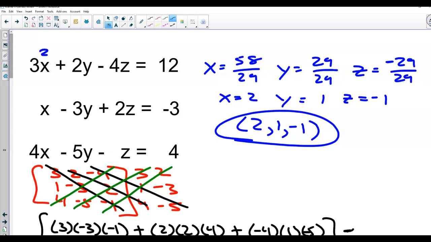Plug it in. 3 times 2 is 6. 2 times 1 is 2. Negative 4 times negative 1 is 4. 6, 2, and 4 is 12. 2 minus 3 times 1. 2 times negative 1. So 2 minus 3 is negative 1. Minus 2 is a negative 3. 4 times 2 is 8. 5 times 1 is 5. 8 minus 5 is 3. And 3 minus a negative 1 is 4. So you can check your work on that as well.